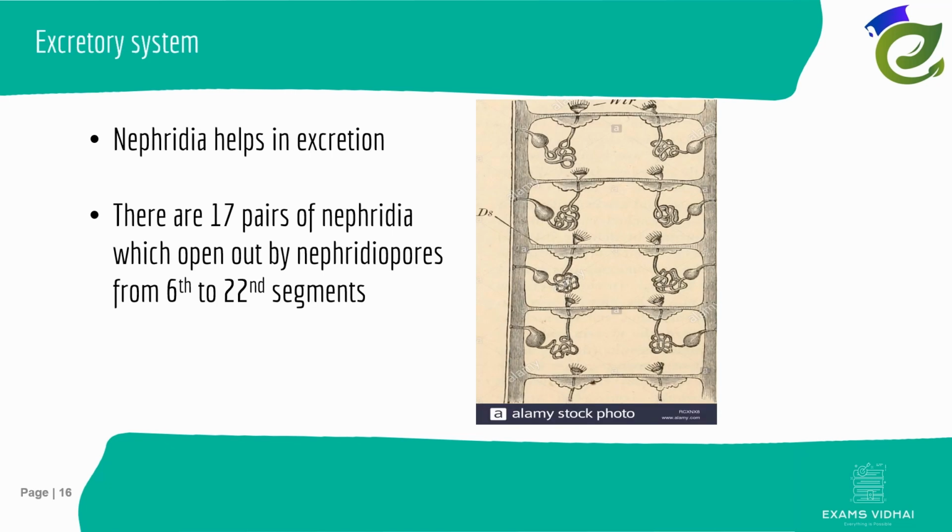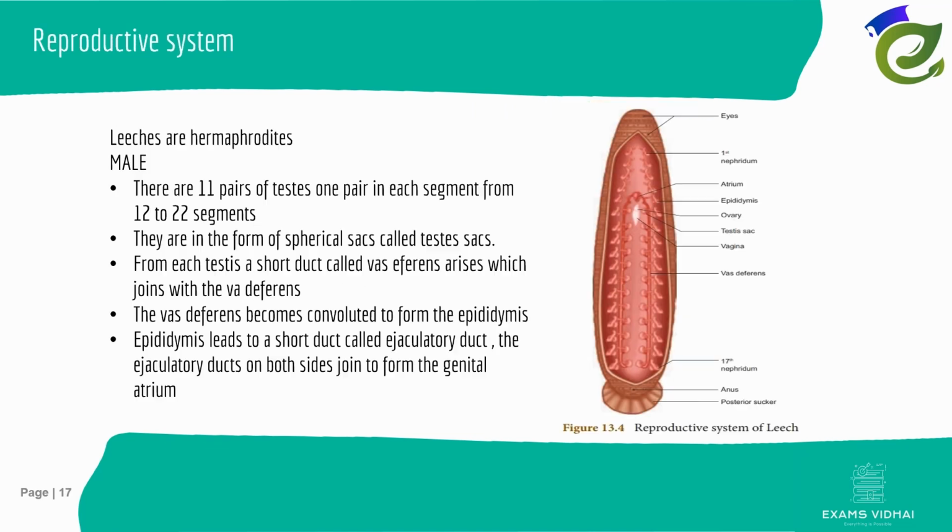Then we have the excretory system, and we have small structures. So now coming to the reproductive system, leeches are hermaphrodites. What it implies is basically it contains both male and female reproductive organs within the same animal. Coming to the male part of the reproductive system, there are 11 pairs of testes, one pair in each segment from the 12th to the 22nd segments.